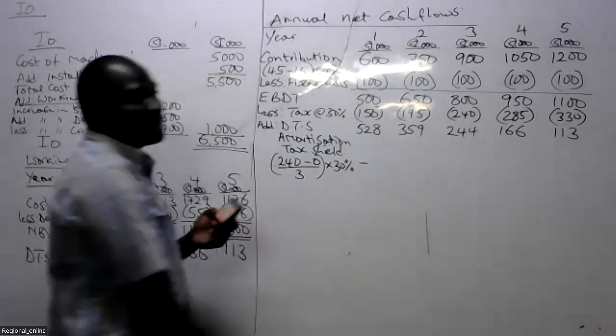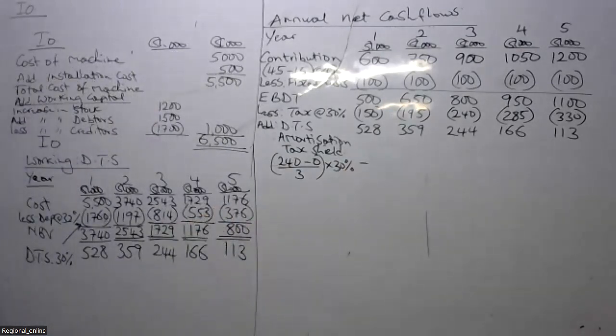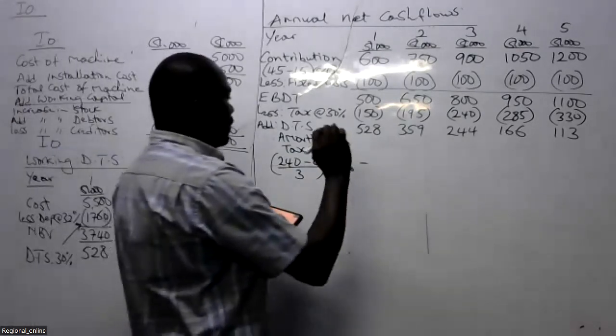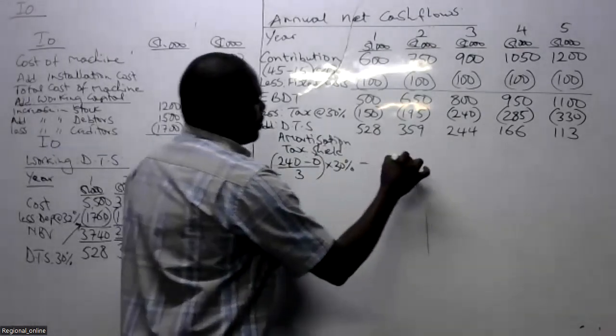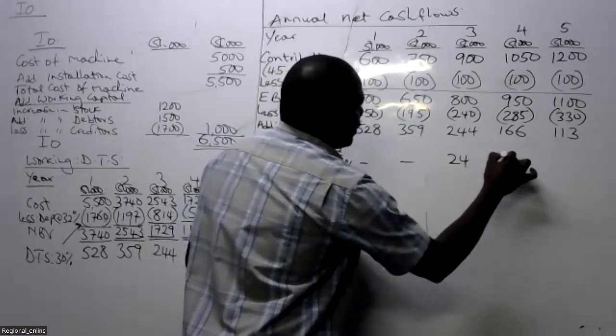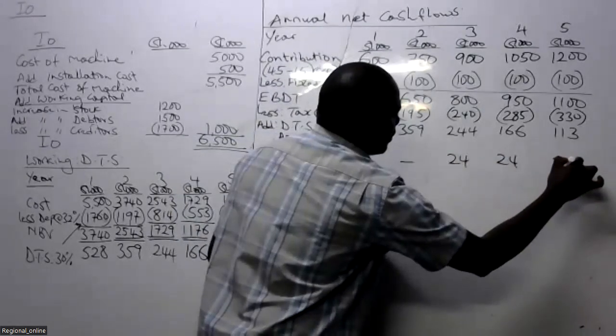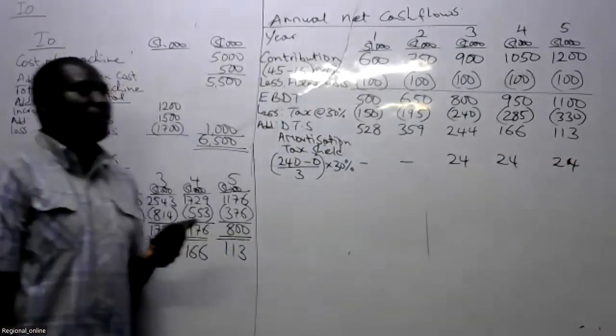Are you looking at 3 years? I think that one we've agreed, right? Yes. Year 3, 4, and 5. So how much per annum? 24. Yes. So 24 in year 3, 24 in year 4 and year 5.